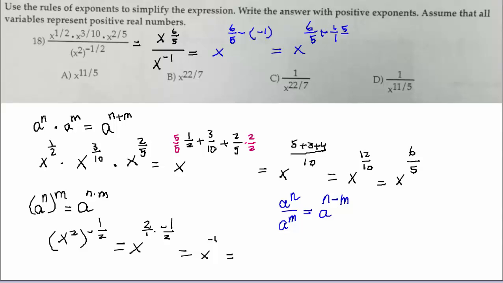x to the power of 11/5. Now, you notice that the exponent turns out to be positive, so what would be the right choice here? A, B, C, or D? A, right?